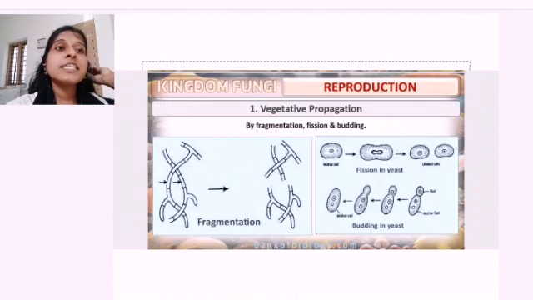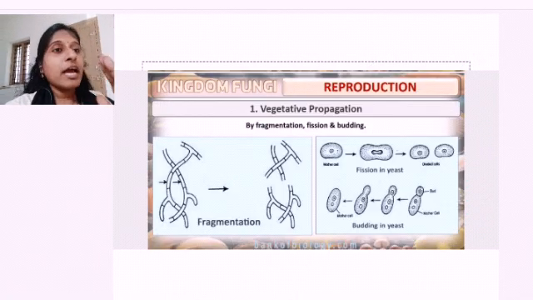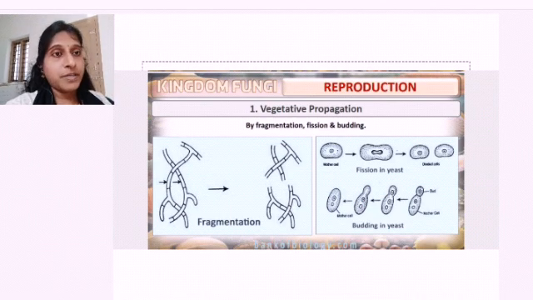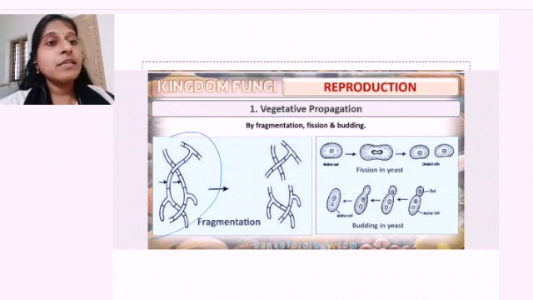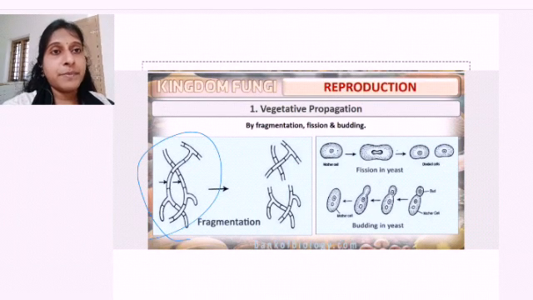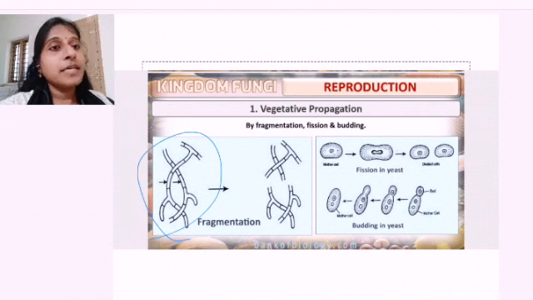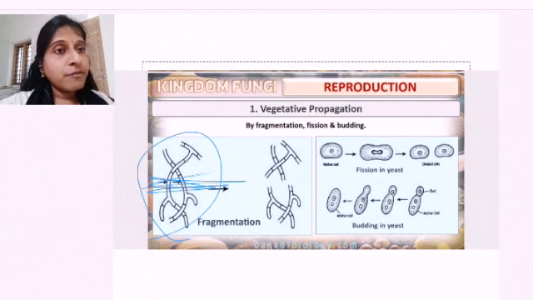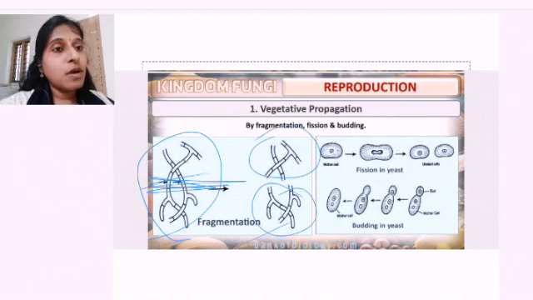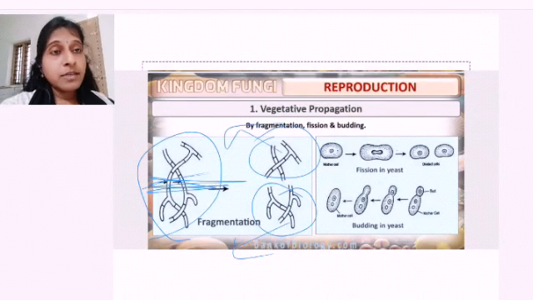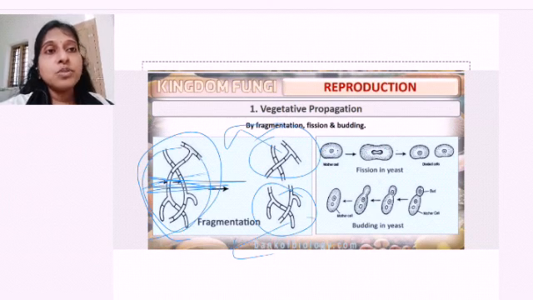Now in vegetative propagation you can see three: fragmentation, fission and budding. What is fragmentation? You can find this is the mycelium, hyphae with the network. In this mycelium, the hyphae is divided into fragments. The partition takes place here. How many hyphae are formed? Two. This will now act as one mycelium and this one will act as another fungus. So from one I am getting two, just fragments.